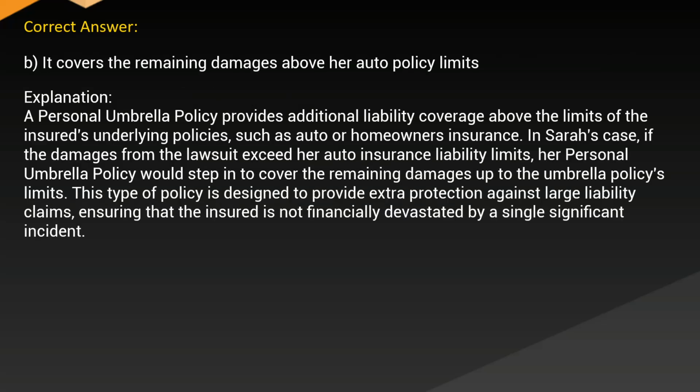Correct answer: B. It covers the remaining damages above her auto policy limits. Explanation: A personal umbrella policy provides additional liability coverage above the limits of the insured's underlying policies, such as auto or homeowners insurance. In Sarah's case, if the damages from the lawsuit exceed her auto insurance liability limits, her personal umbrella policy would step in to cover the remaining damages up to the umbrella policy's limits. This type of policy is designed to provide extra protection against large liability claims, ensuring that the insured is not financially devastated by a single significant incident.